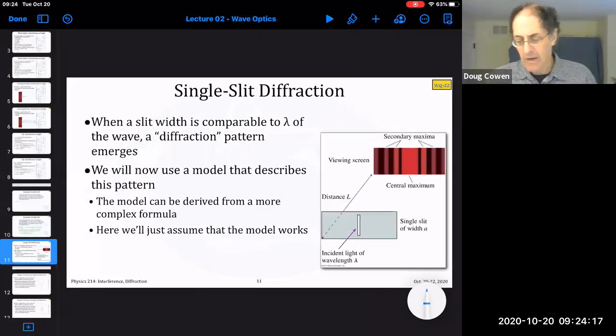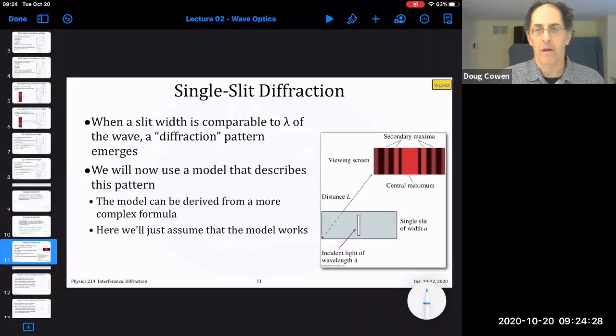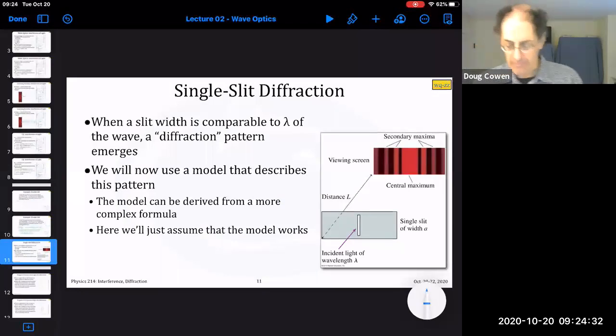So the next thing I'd like to cover is single slit diffraction. Diffraction is what happens to a wave when its wavelength is comparable to the opening through which it is traveling. So in the case of light, we're going to talk about the slit width and say that it's comparable to the wavelength of the wave.